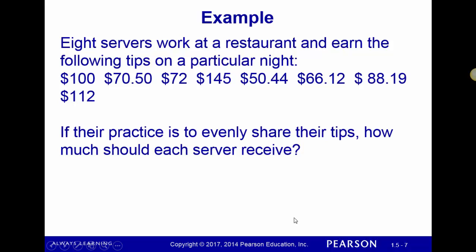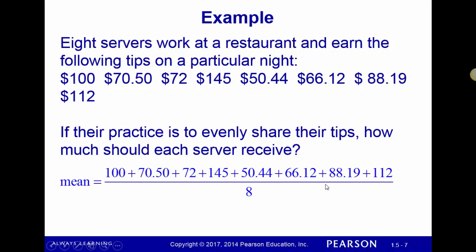8 servers work at a restaurant and earn the following tips on a particular night. So we've got a series of numbers here. If their practice is to evenly share the tips, how much should each server receive? So if they're going to share their tips evenly, what would we do? We'd find the mean. We're going to add up all the tip values, there's 8 of them, and then divide by 8. And so they're going to each get a little bit more than $88.